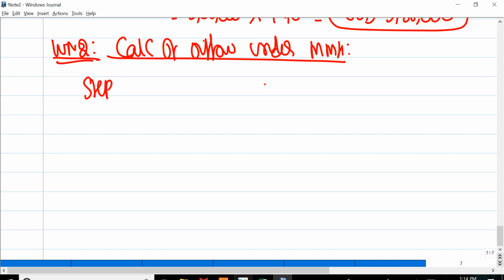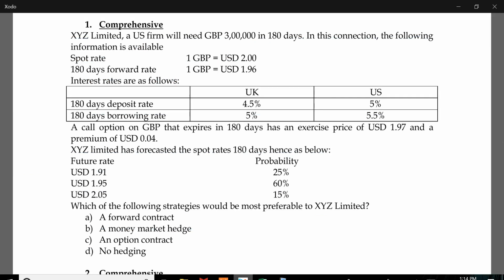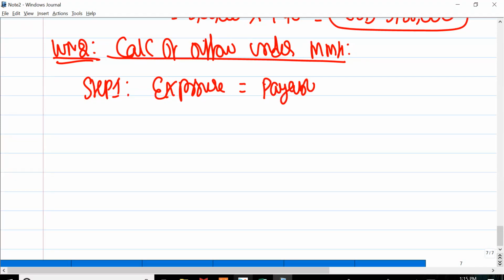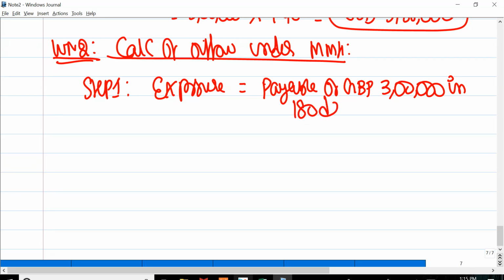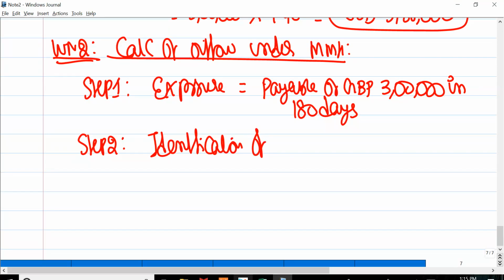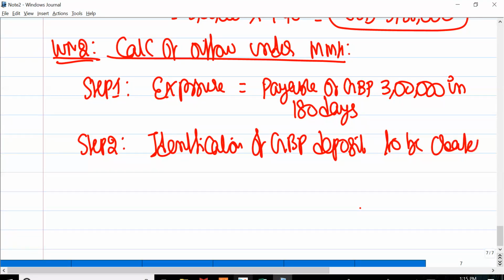Step 1, exposure: receivable or payable? XYZ Limited, a US firm, will need GBP 3 lakh. Will need means they need to pay somewhere. So payable of GBP 3 lakhs in 180 days. Step 2, identification: do we have an asset or a liability? Liability. Identification of GBP deposit to be created.